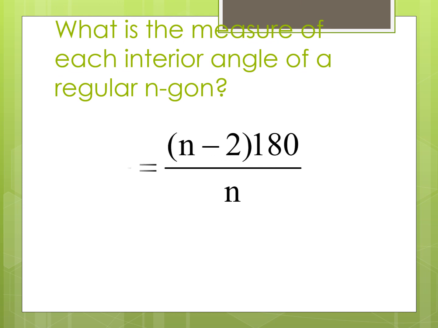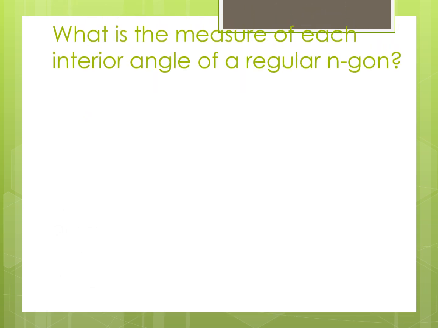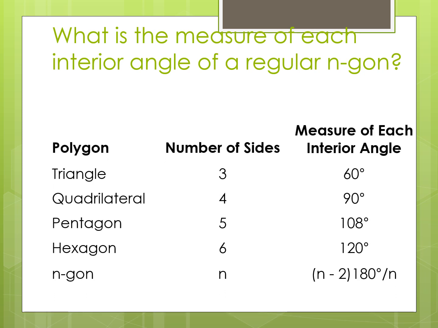Another one for the n-gon is n minus 2 times 180 divided by n, where n is the number of sides of a certain polygon. So we divide by n. What is the measurement of the n-gon? In a regular polygon, the triangle is 60, quadrilateral 90, pentagon 108, hexagon 120, and then the n-gon is the sum of the polygon's angles divided by the number of sides of a certain polygon.